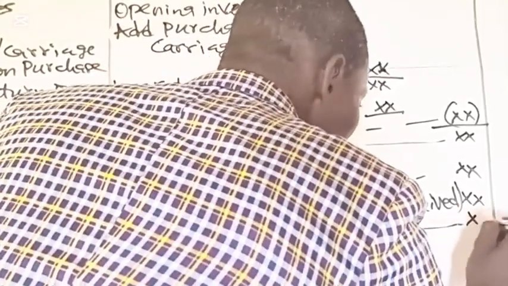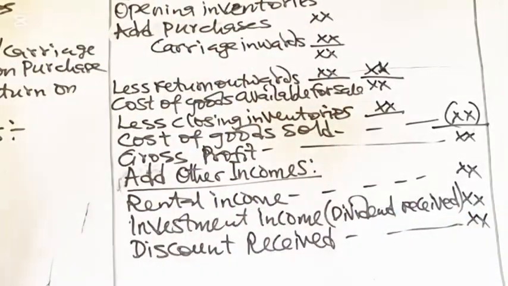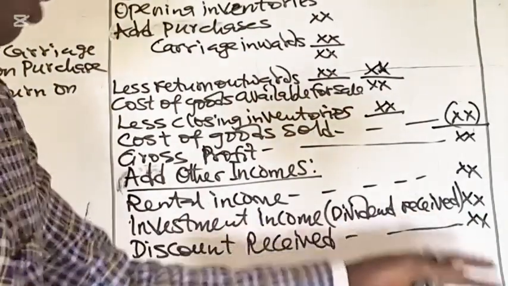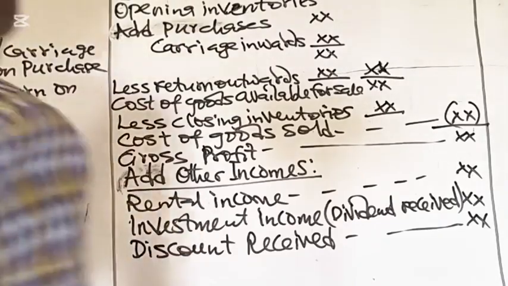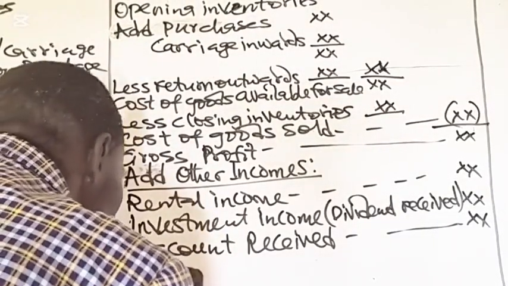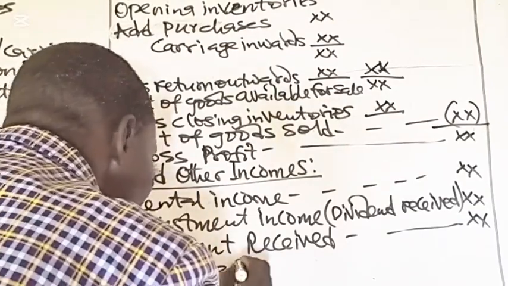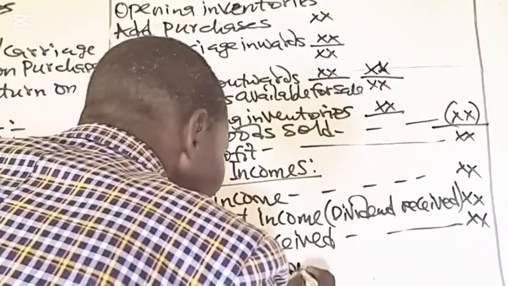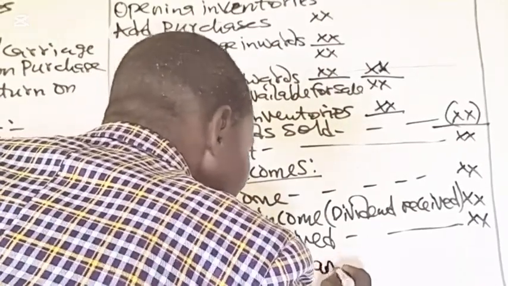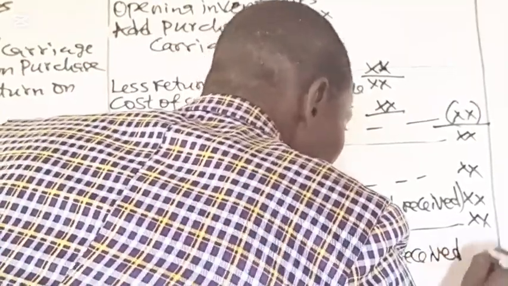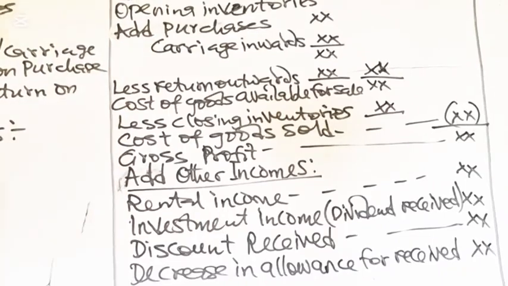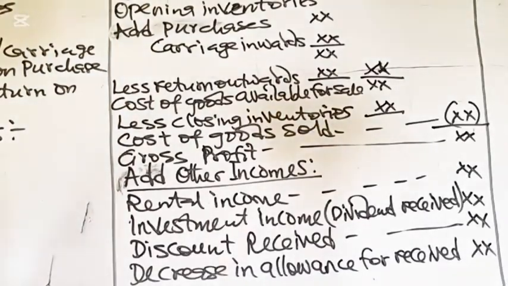This, you receive them from your suppliers. It's a rebate to you. The discount received is an income to the business. So it will be added. Decrease in allowance for receivables, decrease in provision for bad or doubtful debts. So this will be added. So all these form part of your income. All this income will be added.